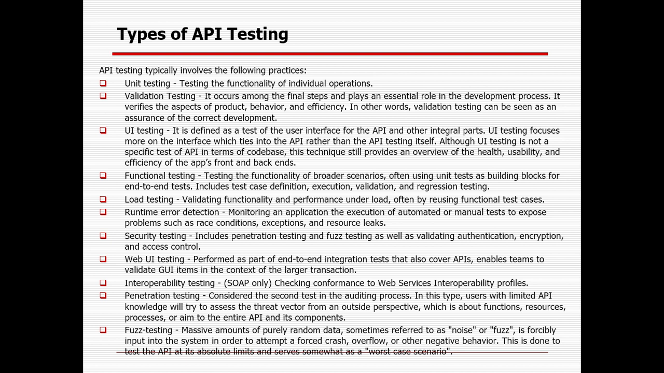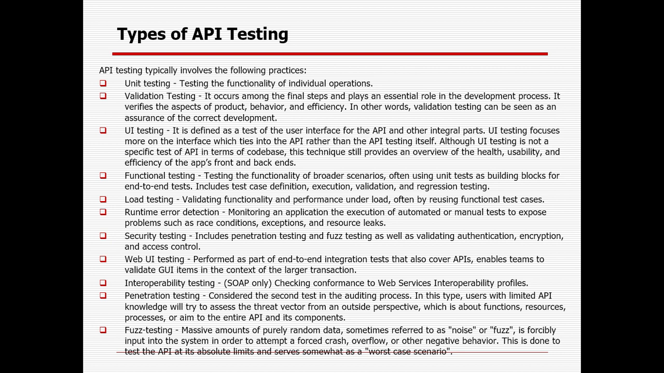Then what are the types of API testing we should perform generally? API testing typically involves the following practices. The first one, unit testing, right? Testing the functionality of the individual operation, it might be done by the development team. Validation testing, it occurs among the final steps and plays an essential role in the development process. It verifies the aspects of product behavior and the efficiency. In other words, validation testing can be seen as an assurance of current development.